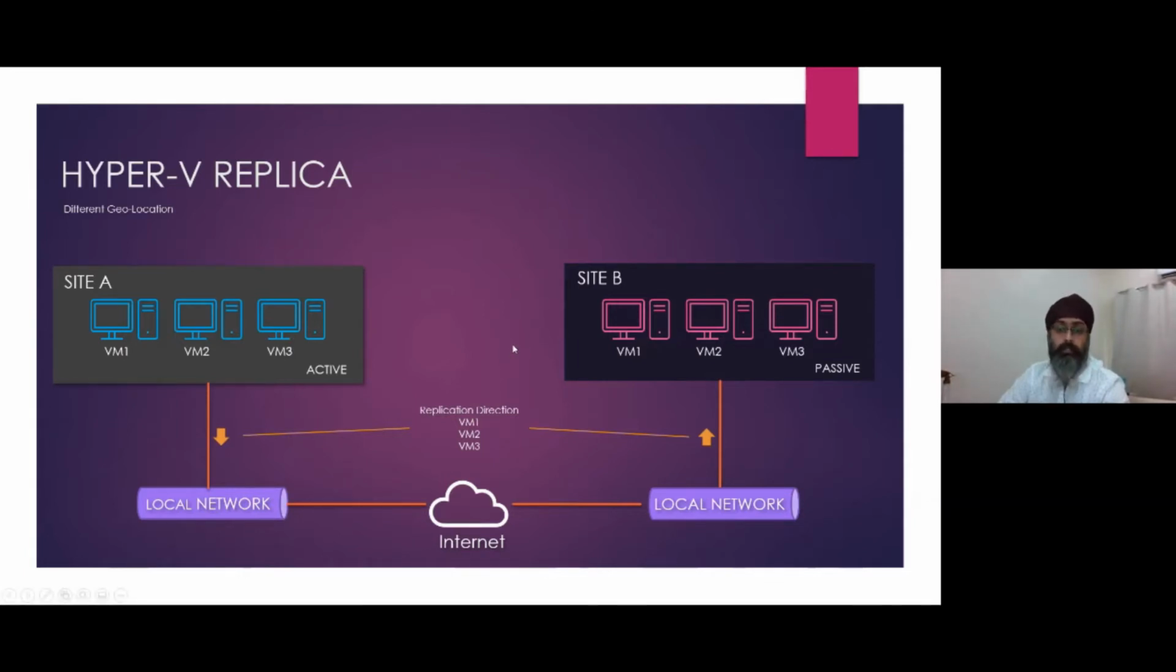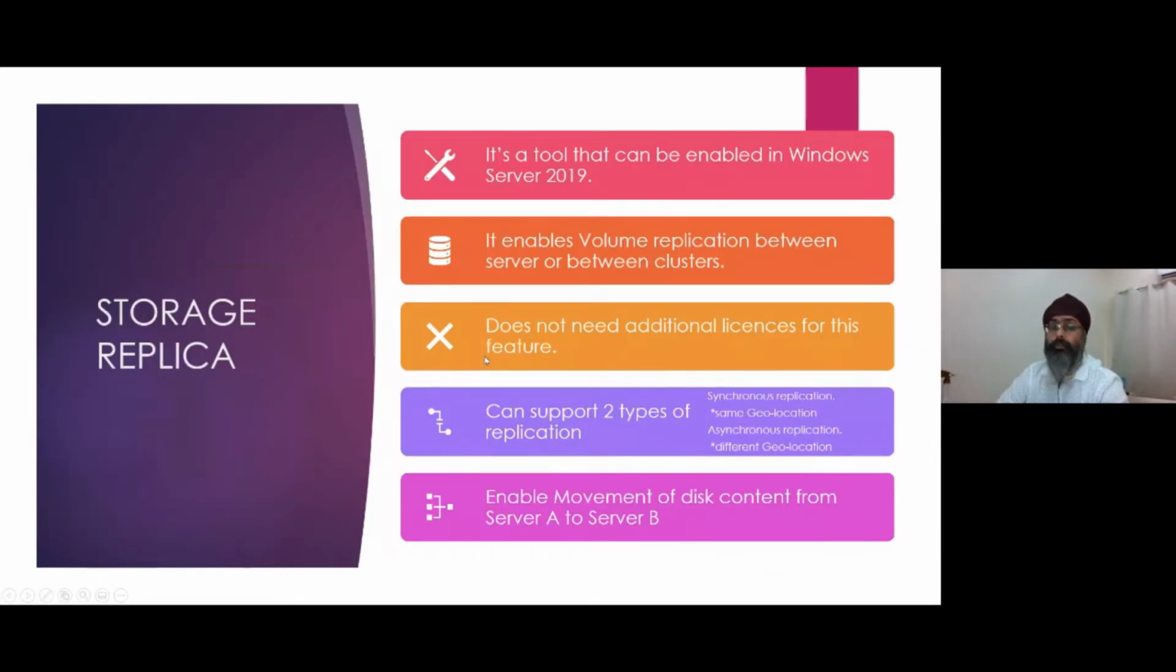Okay, now next is Storage Replica. So Storage Replica is another tool that can be enabled in Windows Server 2019. It enables volume level replication. Just now was VM, this time is volume between servers or also between clusters. If you have Hyper-V cluster and you have some storage in between, you can use this as well.